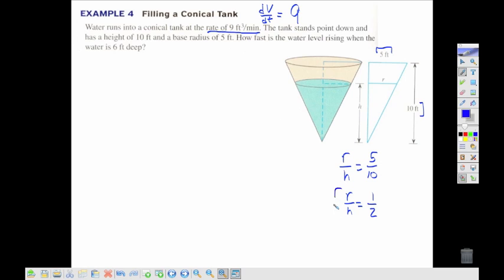Now, I'm going to look at our volume before we decide what to do with that. So the next thing, we want to know how fast the water level is rising when the water is 6 feet deep. So deep would be, we're looking at when H is equal to 6. We want to know how fast the water level is rising. So since we're talking about the water level, we're talking about a change in height. So we're looking for dH/dt. That's what we need to find. That's our goal.